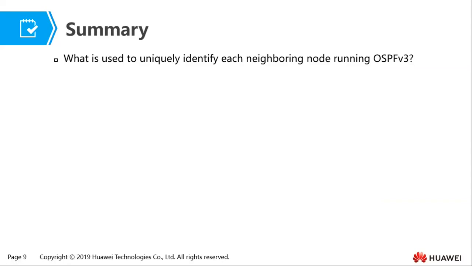Can someone please help us in reading and answering this question? A volunteer, please. Yes, Kennedy. What is used to uniquely identify each neighboring node running OSPF version 3? The router ID.